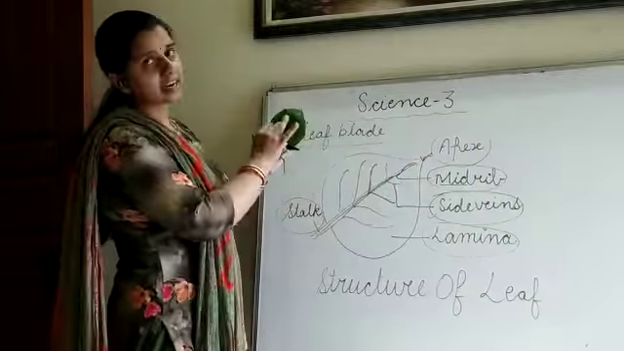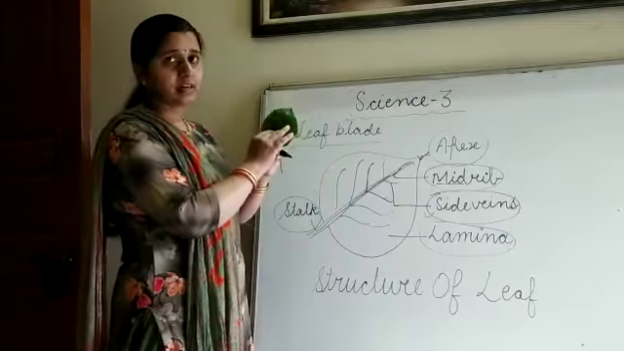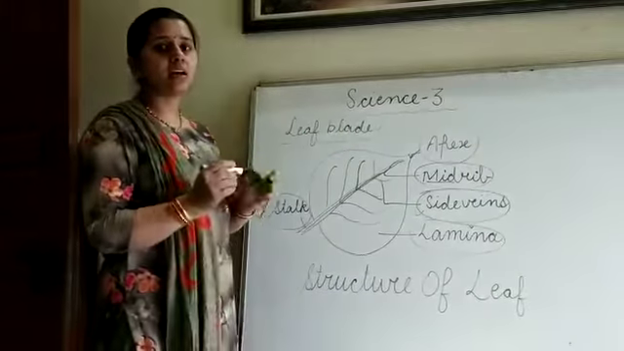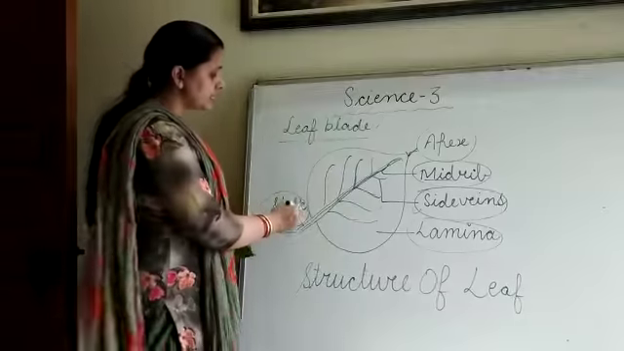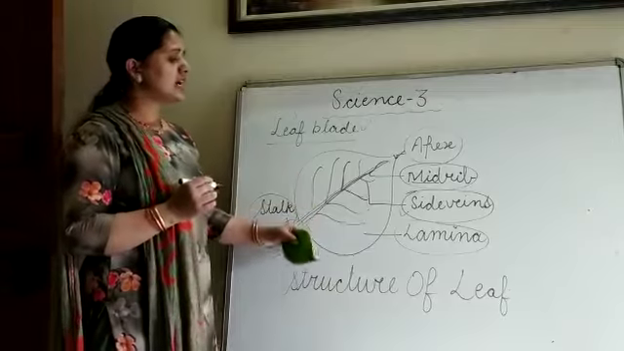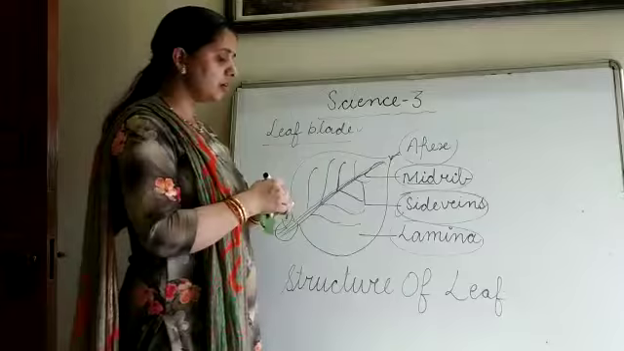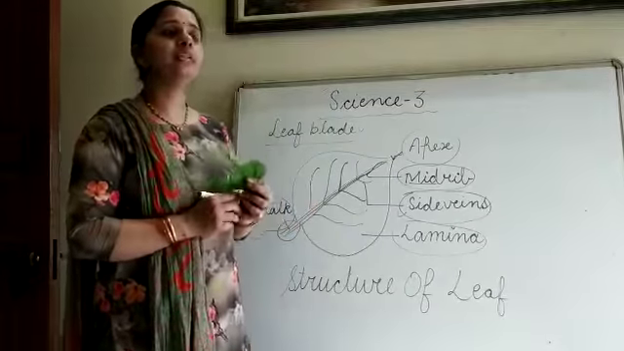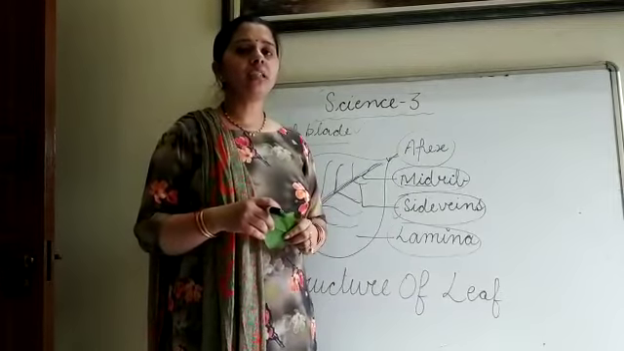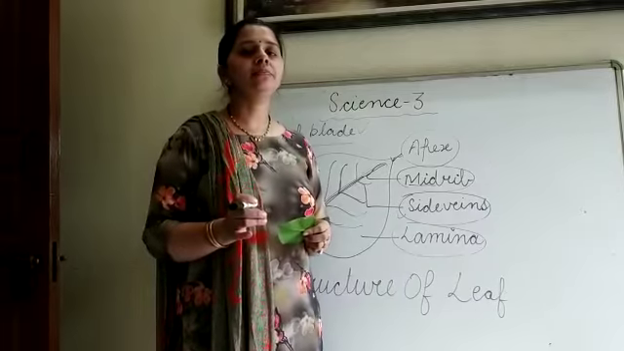This is the green flat part, and this green flat part is called lamina or leaf blade. What is lamina or leaf blade? This is the stalk. What is this? Stalk. So these are the different parts of the leaf. Now you will tell me, who is the kitchen of the plant? Which part do we call the kitchen of the plant? And the answer is leaf.